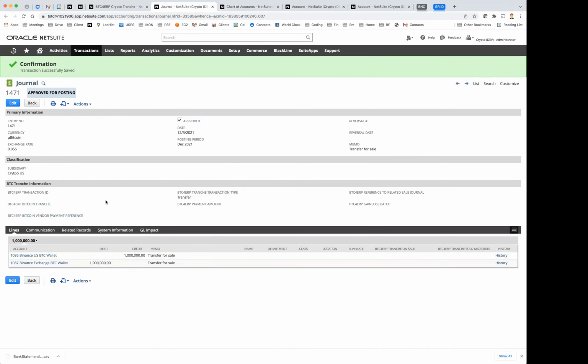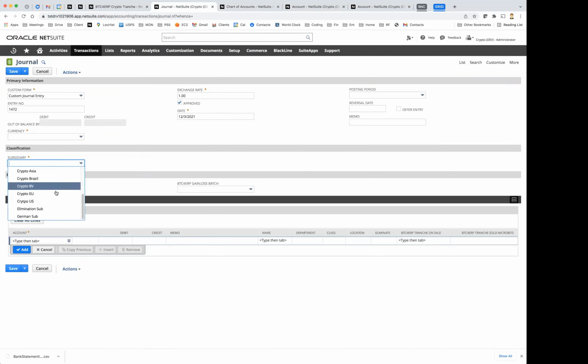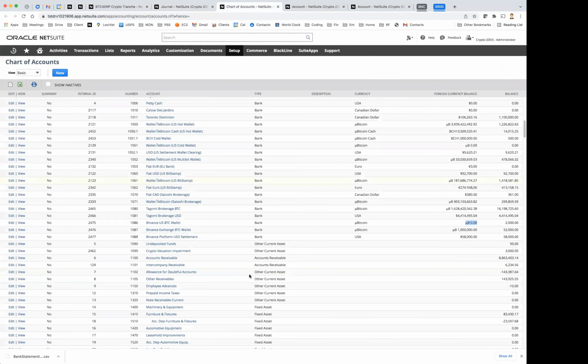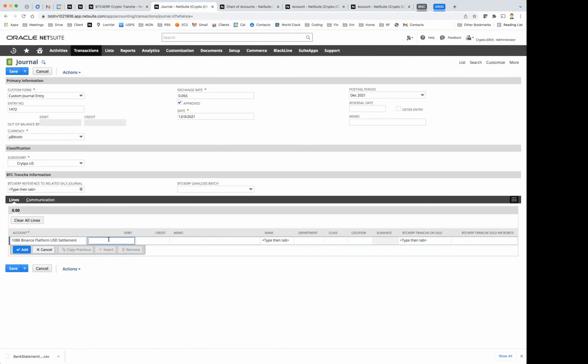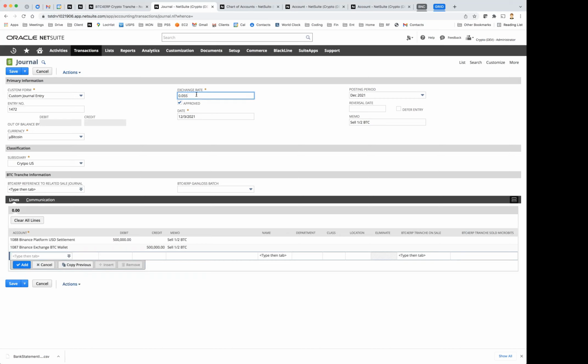Okay, so the next thing I'm going to do is sell. Let's just say I sell half of this in a transaction. When I sell Bitcoin on my platform, I'm going to sell it right into my settlement account. So I'm going to debit 1088 and credit 1087. All right, what am I missing here? We could sell it at the same rate. Let's sell it at a slightly different rate.